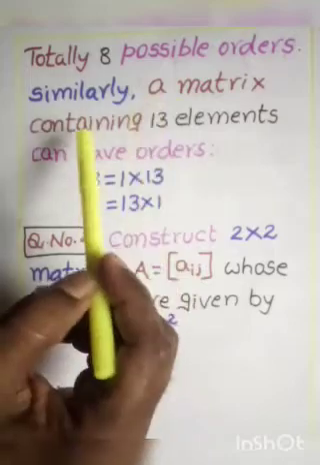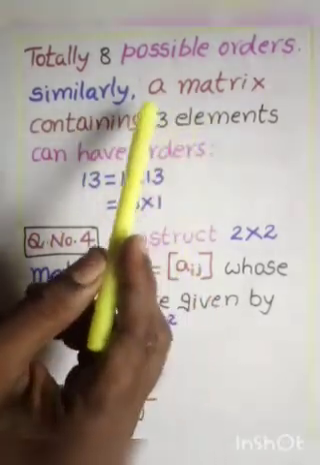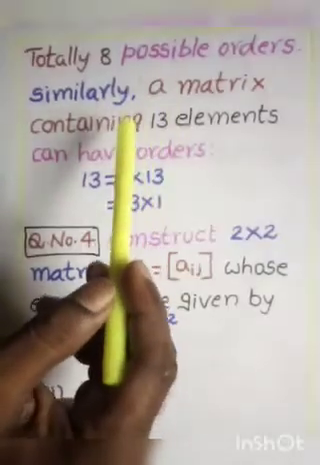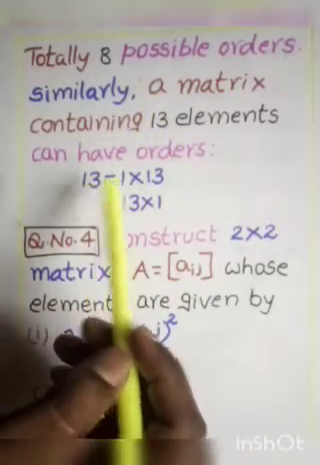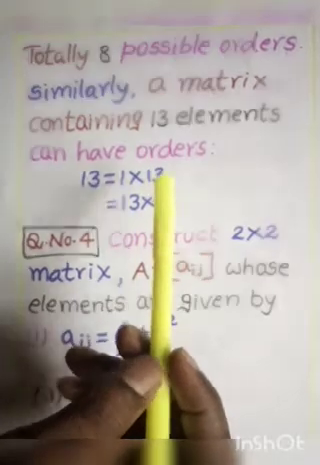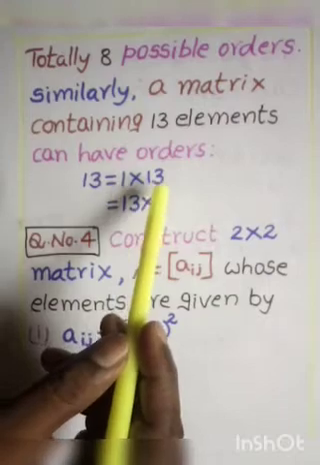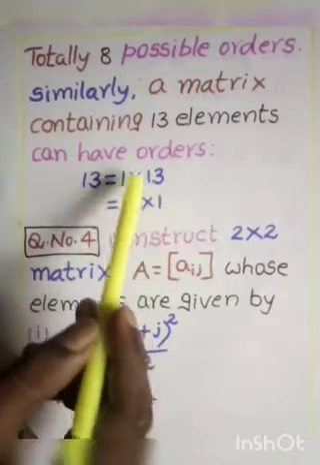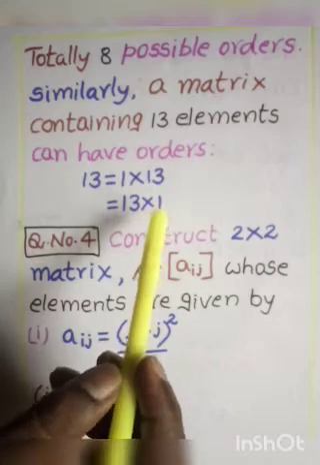Similarly, a matrix containing 13 elements can have these orders. Here also, to find the possible orders, we have to write the given number as a product of two numbers in as many ways as possible. So we wrote here 1 into 13, 13 into 1, only two possible ways. Understood this question?